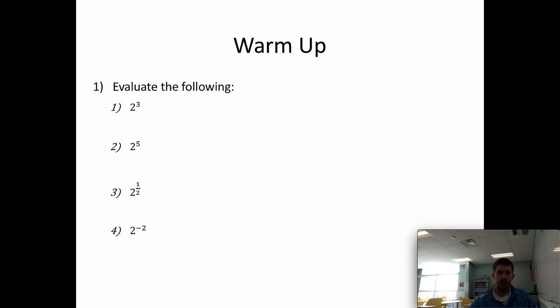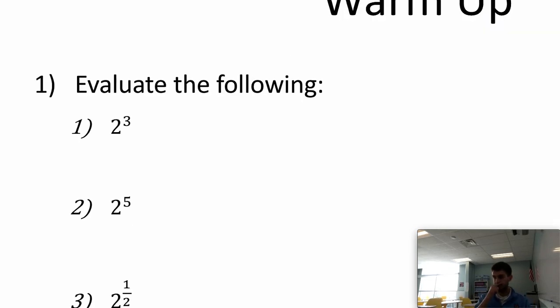The following being 2 to the third, 2 to the fifth, 2 to the 1/2, and 2 to the negative 2. Starting off with 2 to the third, it's 2 times 2 times 2, which gives us a grand total of 8. 2 to the fifth is 2 times 2 times 2 times 2 times 2, which is 32.